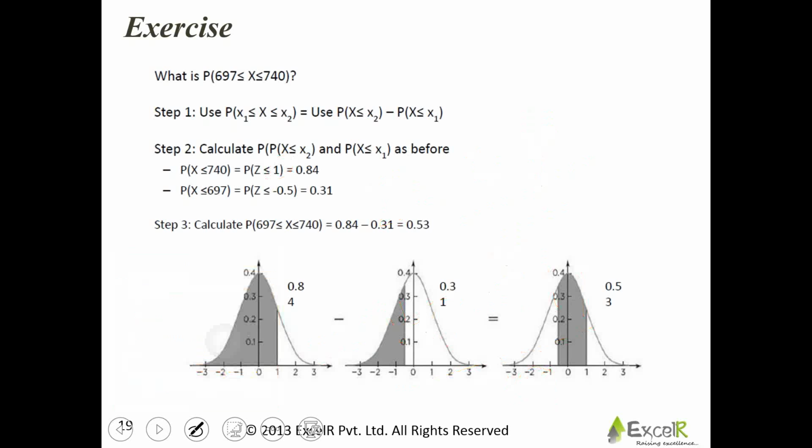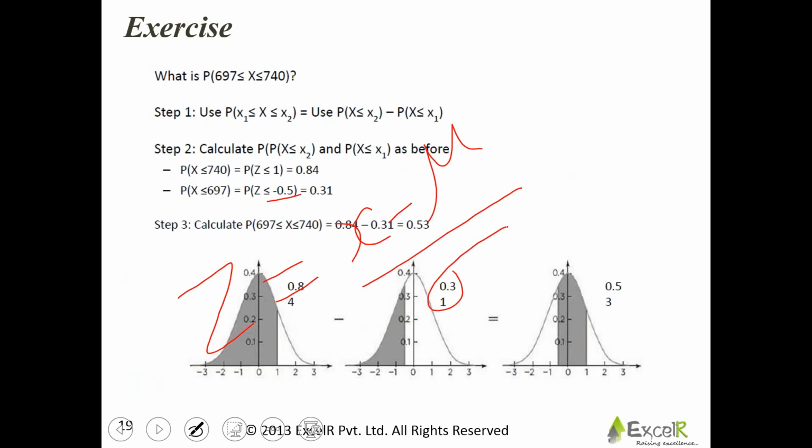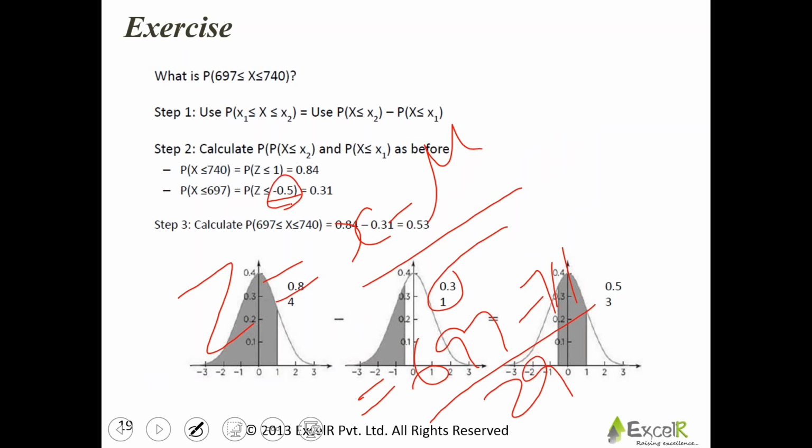How did we get minus 0.5 here? Same formula. Z is equal to X minus mu by standard deviation. What is the value of X? It's 697 minus 711 divided by 29. You'll end up with this. Is that wrong? Anyways, yeah.